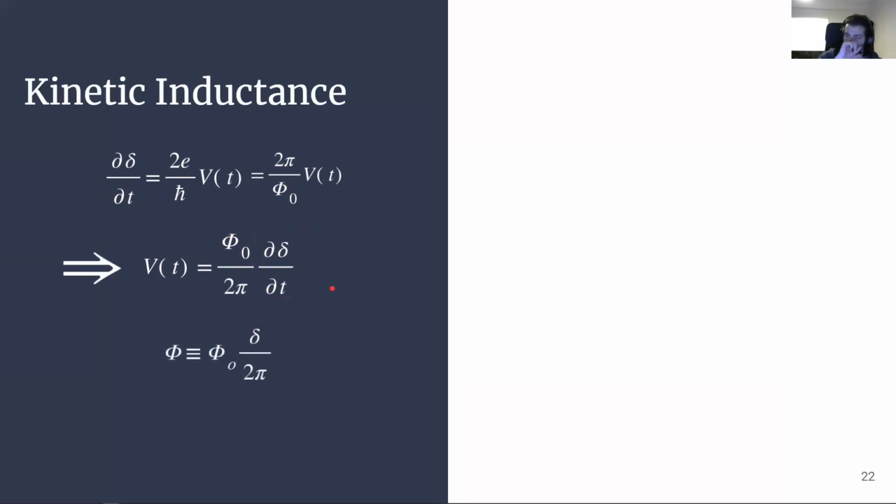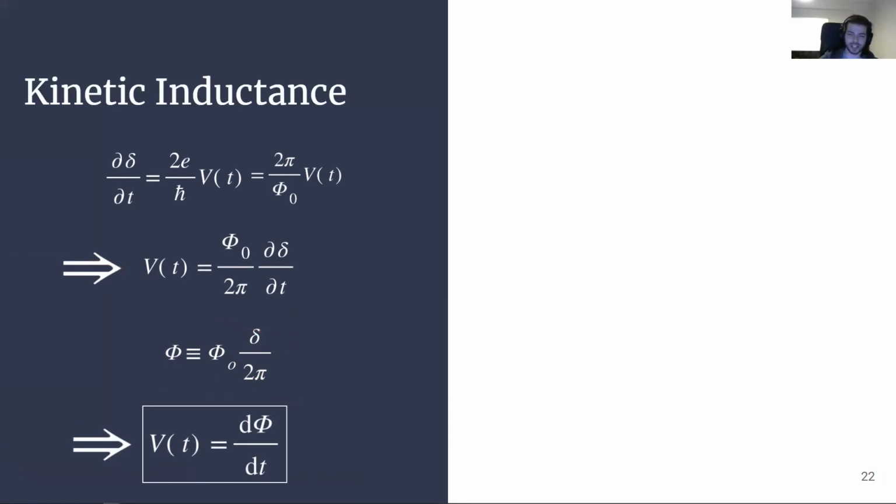So here now we can define a flux like so. Since this is a phase and this is also like an angle, we can define this flux as the magnetic flux quantum times the phase difference divided by 2 pi. But if we define this, what we would get looks very similar to Faraday's law of induction.